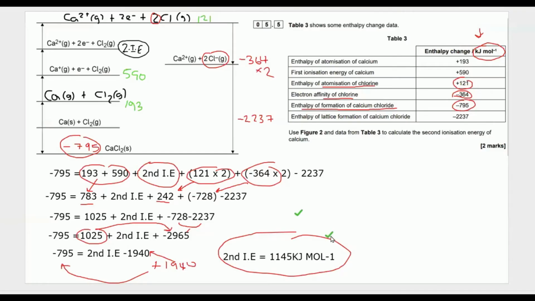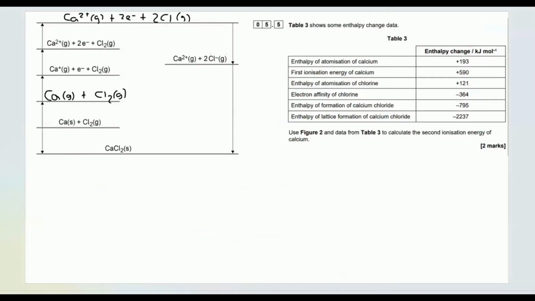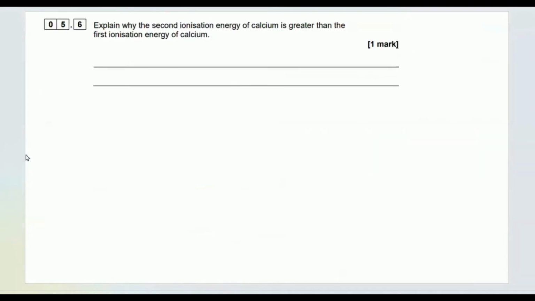And we know the first ionization energy was plus 590. Were we expecting a positive answer? Yes. Look at the first ionization energy. It's positive. So you would start to think the second one must be positive too. So you can use a little bit of lateral thinking to check if your answer's right.